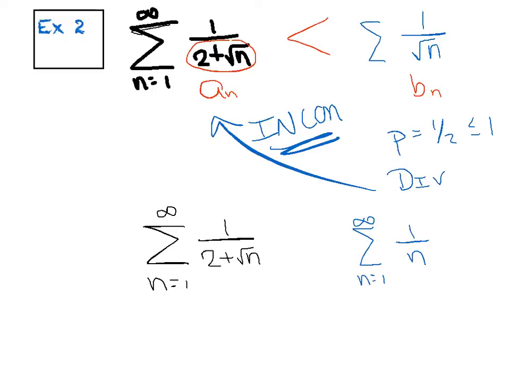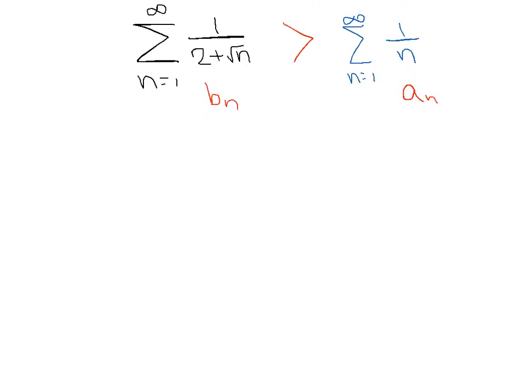What you'll notice here is, which one's bigger? I would say the harmonic actually has the bigger denominator. Therefore, the fraction on the left side is bigger. So here's my b sub n, and over here's my a sub n. In a situation like this, we're going to try to prove that the smaller one diverges, and then we've actually got something concrete.